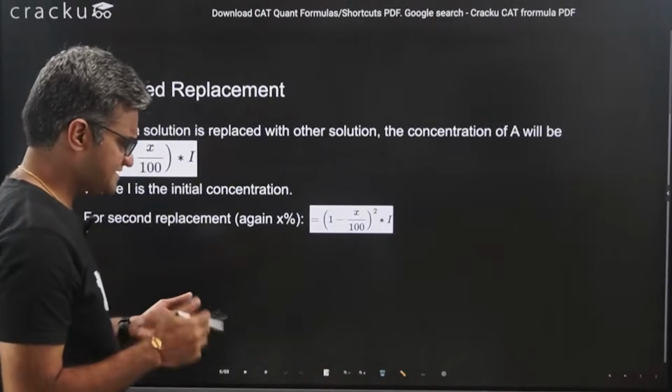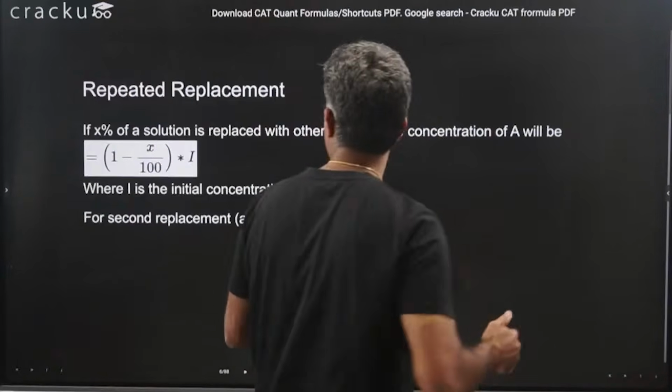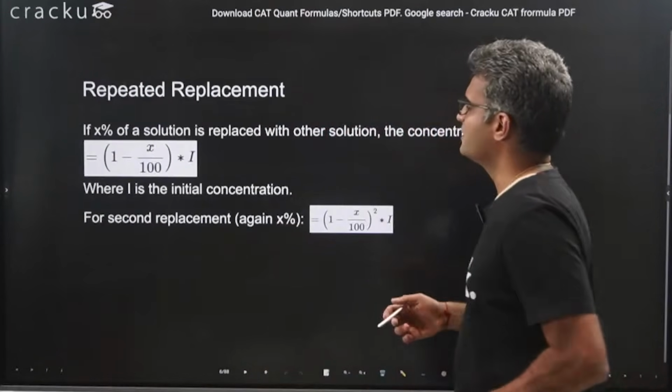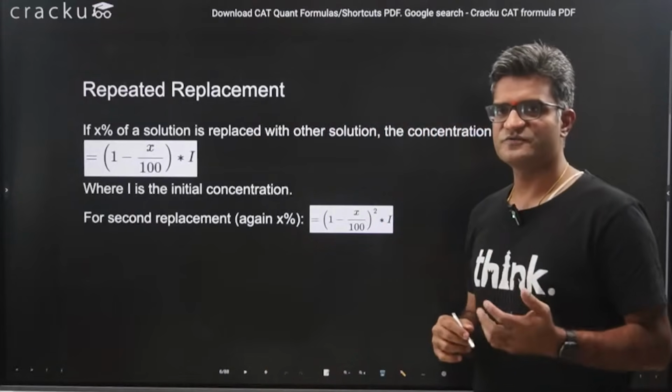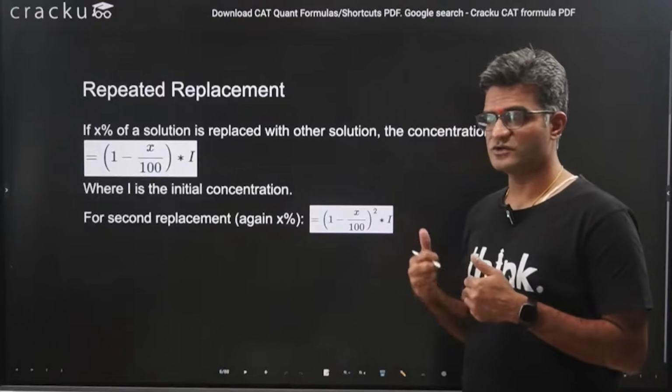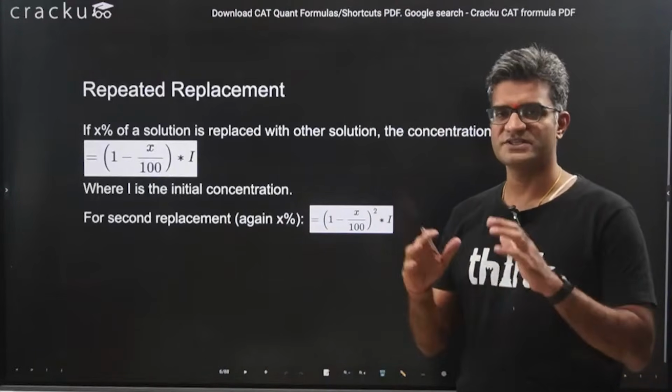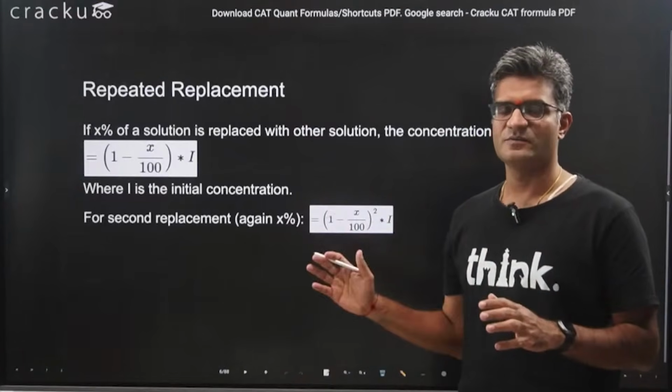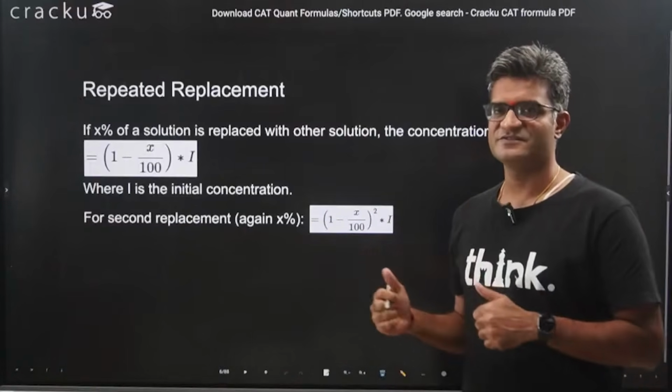This is the next one. Again, something called replacement, repeated replacement. Repeated replacement basically is useful, and these kind of questions are also asked. I'll give you an example of what is the situation in which this kind of formula has to be applied, and then I'll explain this formula.